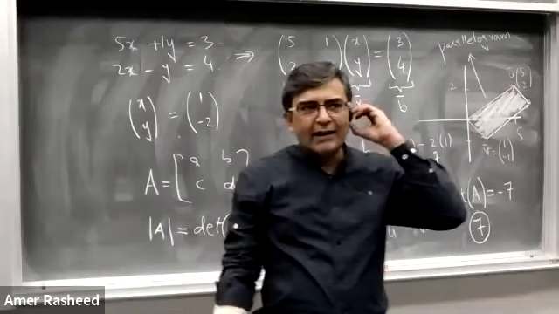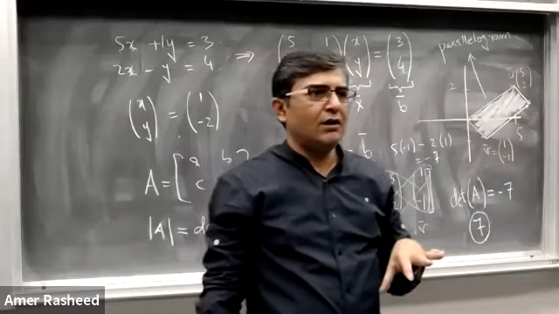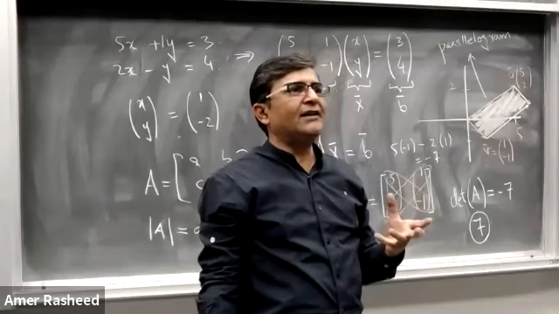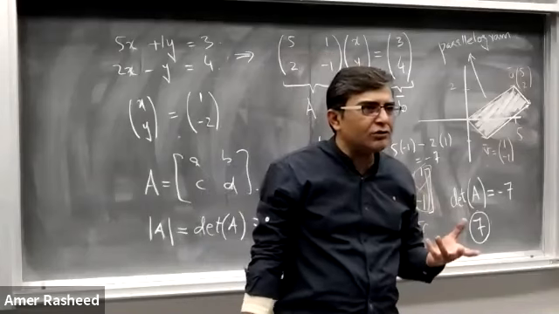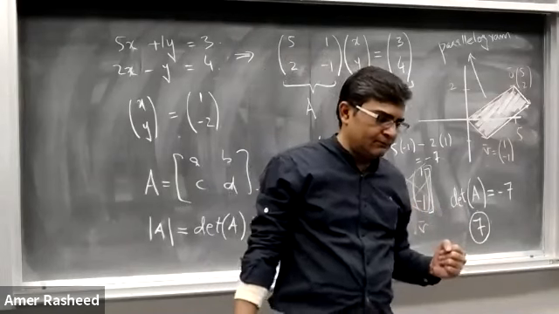So, what exactly do we learn from the determinant? From the determinant we learn that if the determinant is not 0, then there will be a unique solution. If the determinant is 0, then there are two possibilities. Either there exist infinitely many solutions or there exists no solution. Right. Okay?